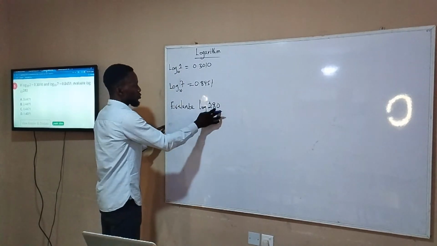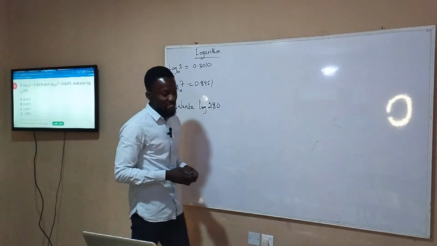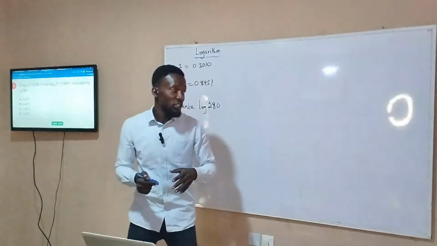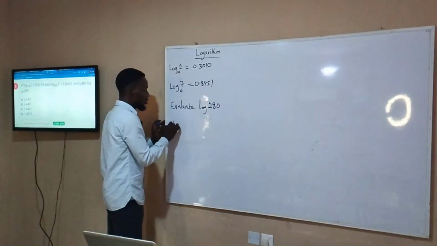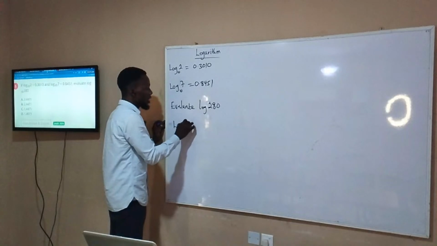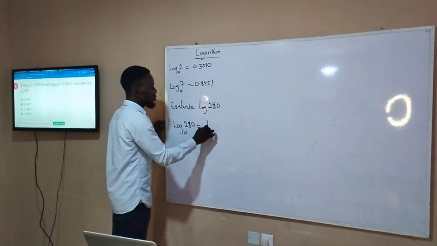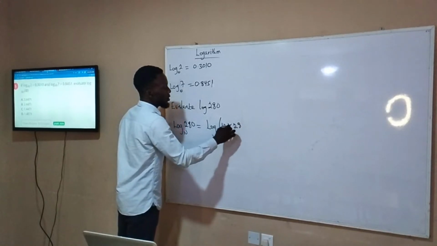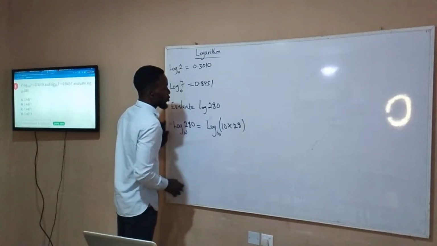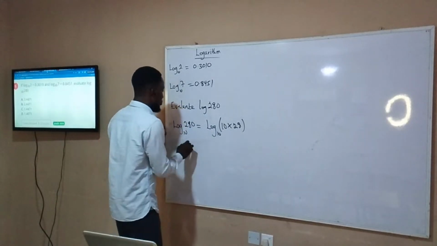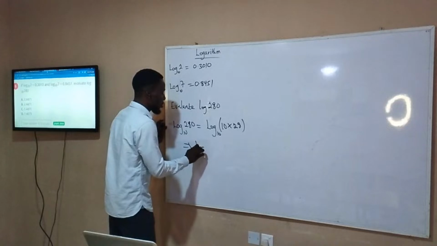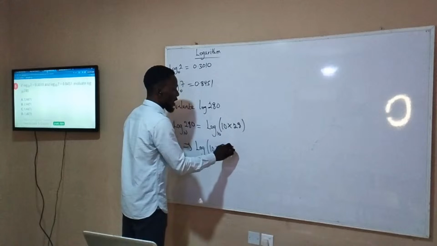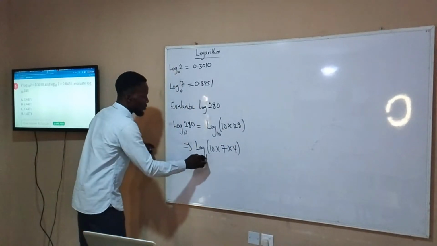So to do this, I know that 280 is the same as 10 times 28. So I can write log 280 base 10 equals log of 10 times 28 base 10. But this 28, we can break down further: 10 times 28 is 10 times 7 times 4. So if you have to write this, don't forget it's in base 10.